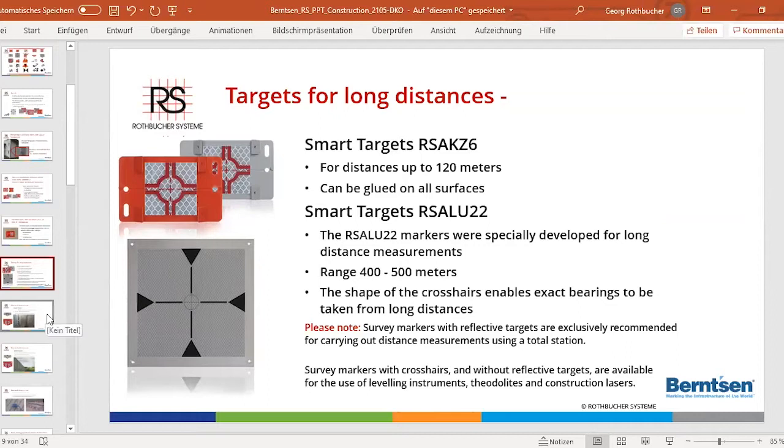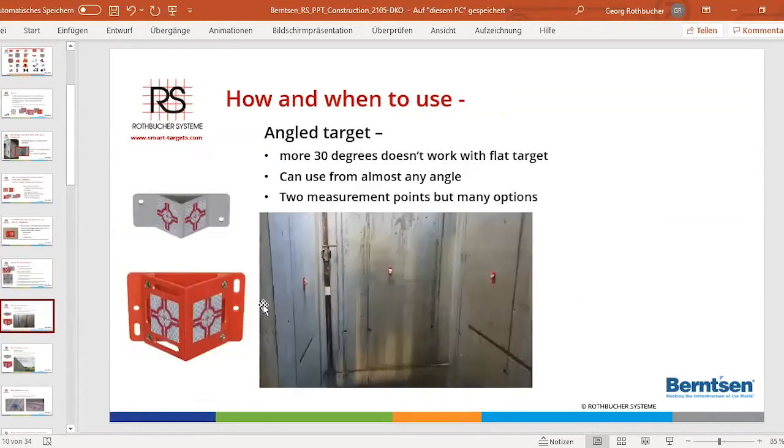If you have problems with the angle, we offer targets that already have an angle built in. Here we have one solution. You can use these from almost all directions, but we have 2 points. So usually we use an A and a B number.